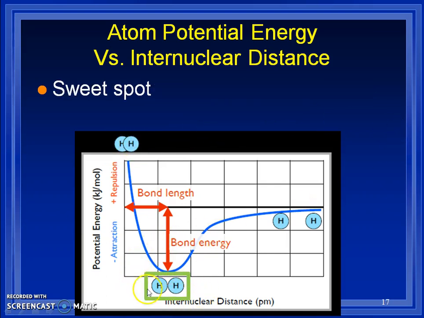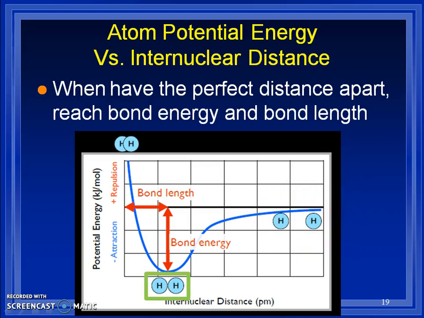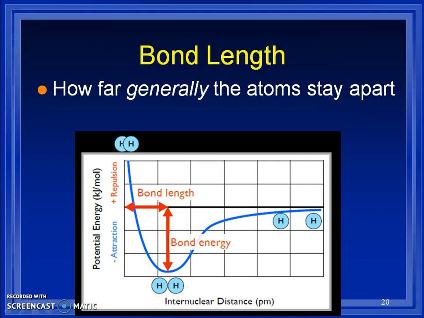There's also going to be what's called the sweet spot. That's the perfect spot, the perfect amount of energy. Notice it's the lowest amount of energy, and where that bond length would be between the 2. And of course, if they're too far away, they're not going to even make a bond at all. So when that sweet spot is met, that is going to be the perfect amount of energy, the perfect distance apart, and the perfect bond length.